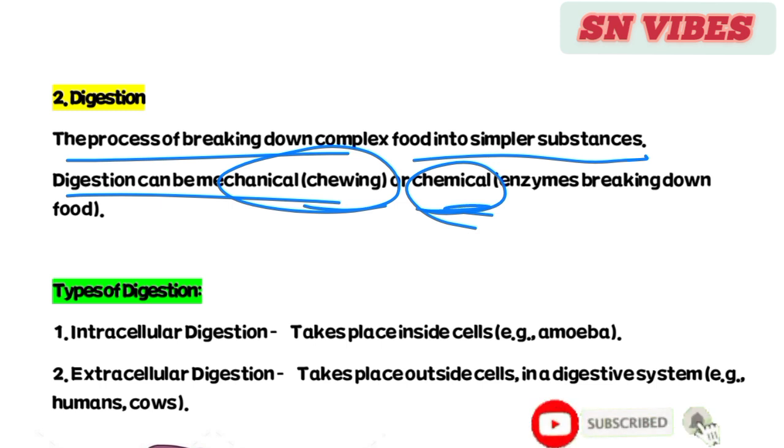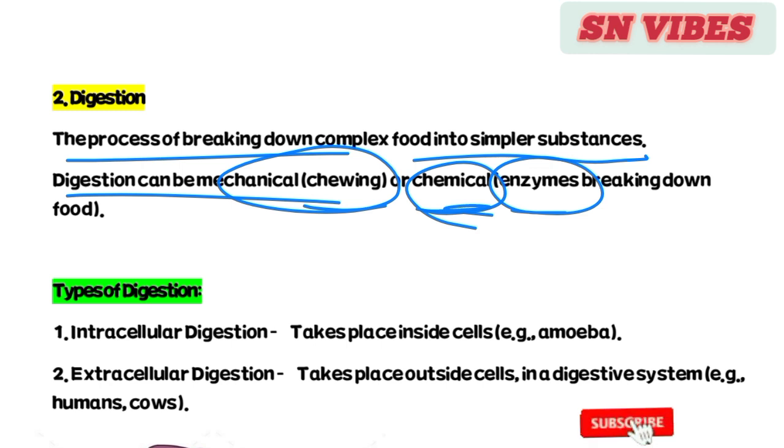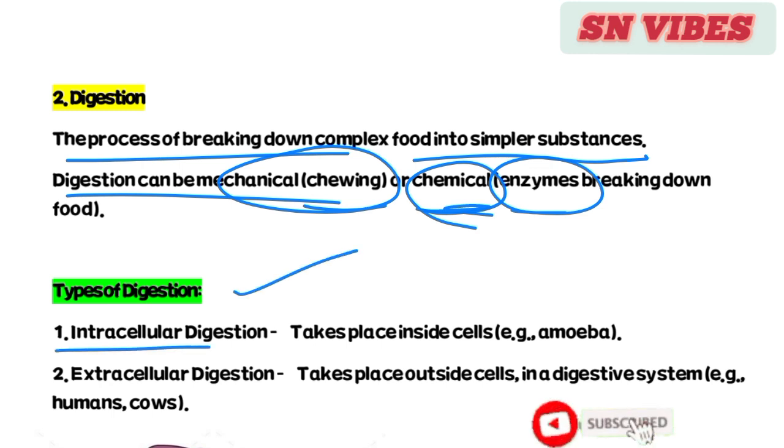Whereas chemical digestion is the breakdown of food with the help of enzymes. It may be any enzyme, amylase or lipase. It may be anything in the human being. So digestion occurs in both the mechanical and chemical ways in the human being. There are two types of digestion. Let us see which those are: intracellular digestion and extracellular digestion.